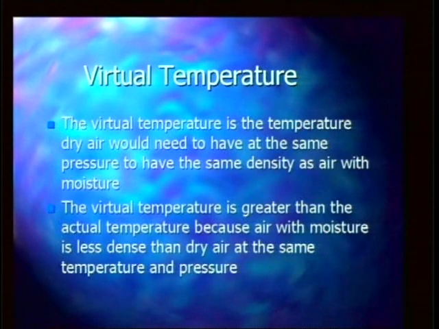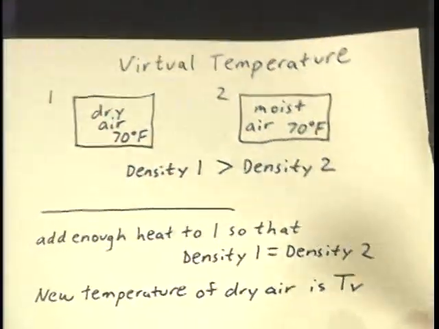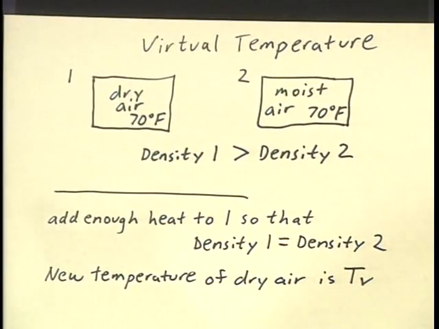Next, we'll look at the virtual temperature. The virtual temperature is the temperature dry air would need to have, at the same pressure, to have the same density as air with moisture. Virtual temperature is greater than the actual temperature because air with moisture is less dense than dry air at the same temperature and pressure. We'll go to the overhead camera, and I have a diagram that will help solidify what this concept is.